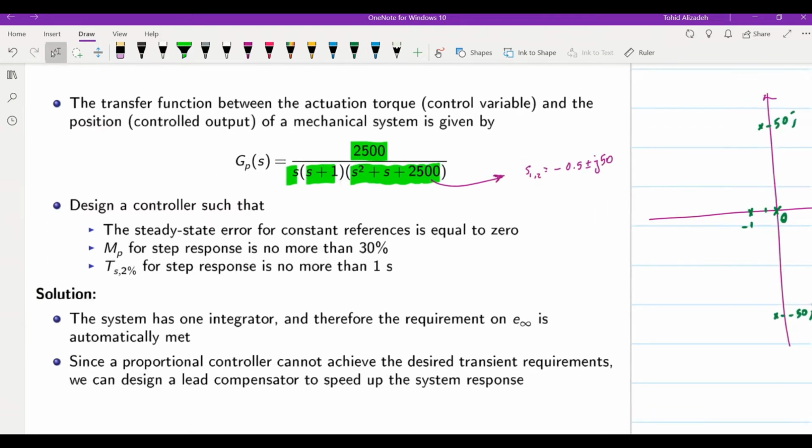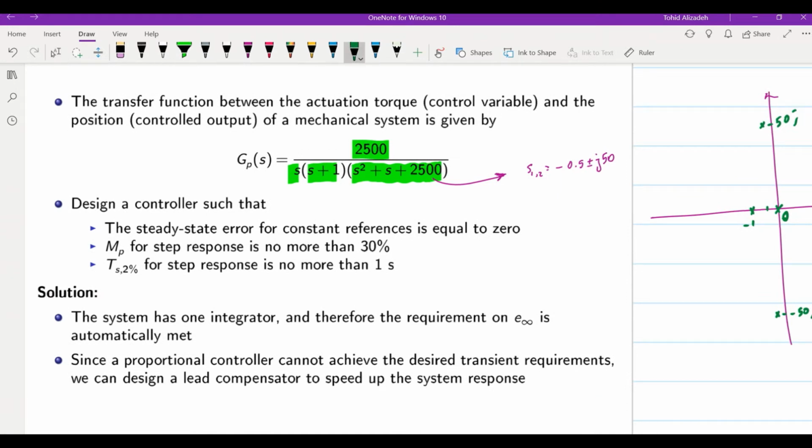And we want to design a controller such that the steady state error for the constant reference is equal to 0, Mp for the step response is smaller than 30%, and the 2% settling time is smaller than 1 second. The first requirement is already satisfied because we have a type 1 system, and therefore the steady state error for the step reference is already equal to 0. So we don't care about the first requirement. And we need to check the other two, Mp and the settling time.